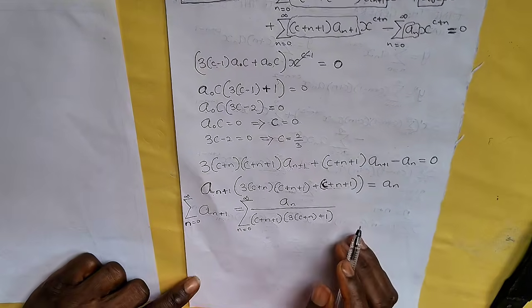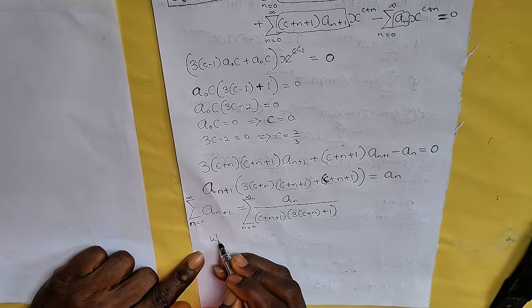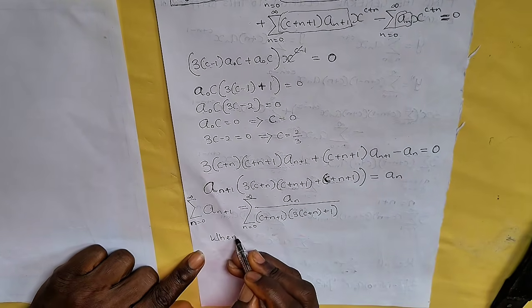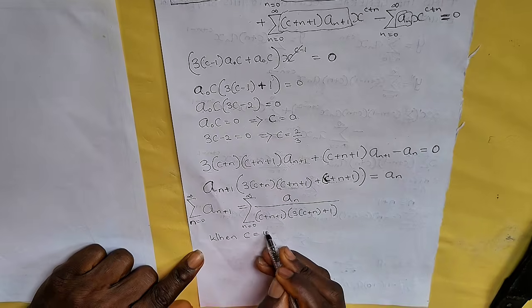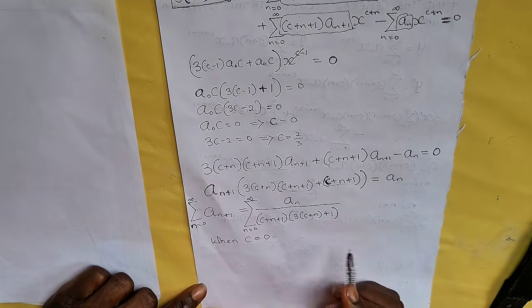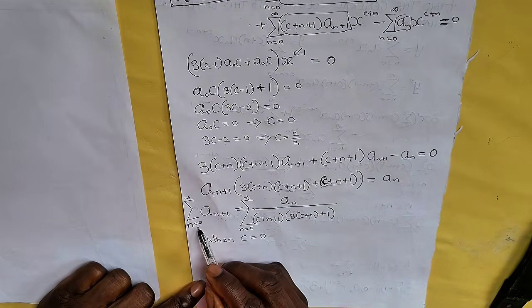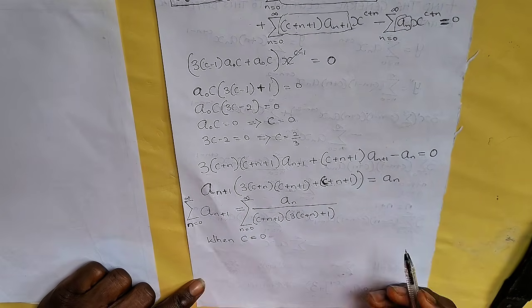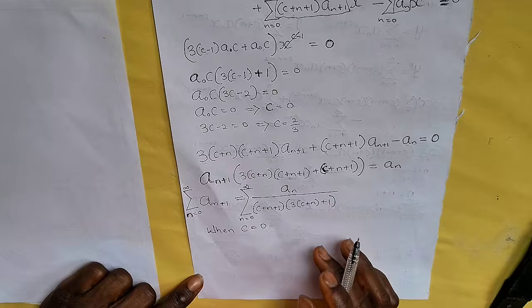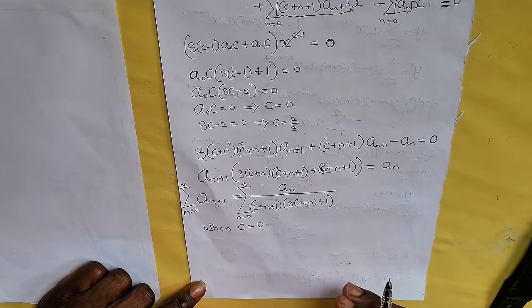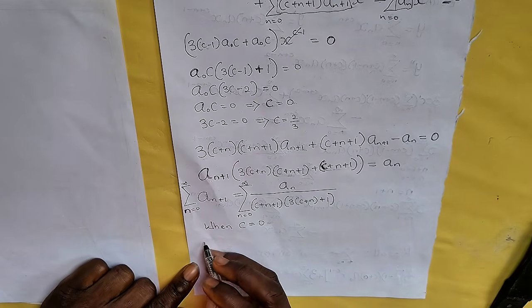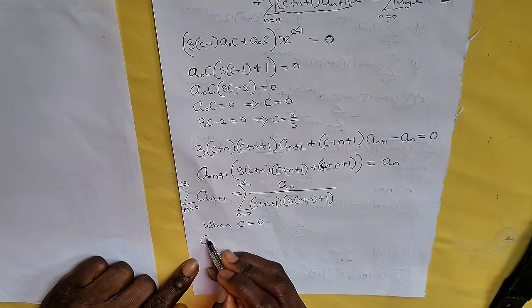So let's start with when c equals 0. Anywhere I see c in this expression, I'm going to be putting 0. Then I'm going to start this from n equals to 0 to 3. I'm going to stop at 3. I said for your test, for your exam, you can stop at 5. Okay, so when c is equal to 0, what will I have here?